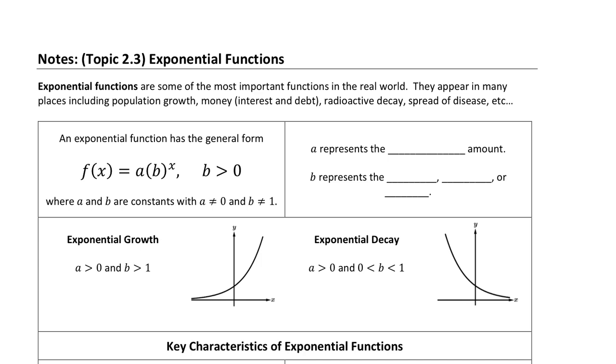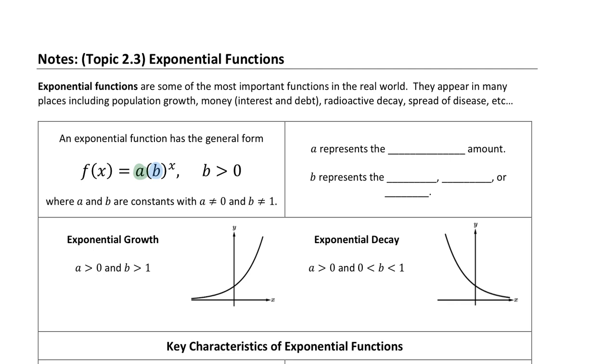An exponential function has the general form a times b to the x. What's the general form? A times b to the x. One more time. A times b to the x. Great. Let's highlight the a in green and the b in blue. These two letters are going to represent very specific things when it comes to the exponential function.